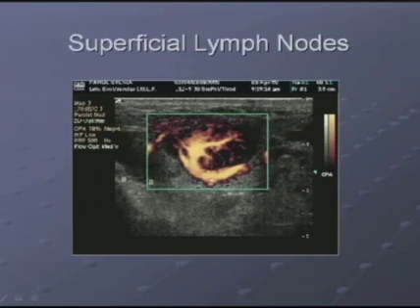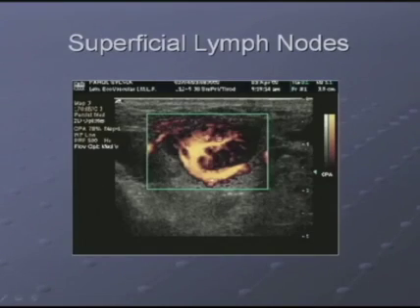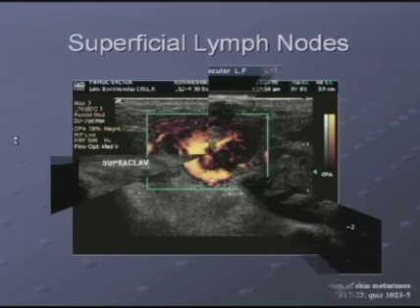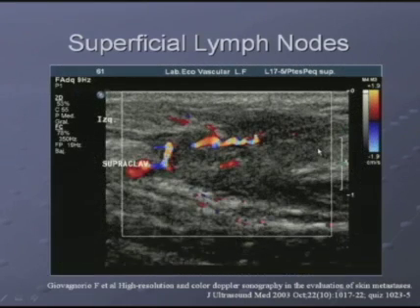Superficial lymph nodes can also be observed by using near-field ultrasound. And here, this is a benign lesion, hypervascularized but well-defined. And this is a malignant lymph node, very badly defined here, very irregular, and with vascularization, but with very altered vascularization.